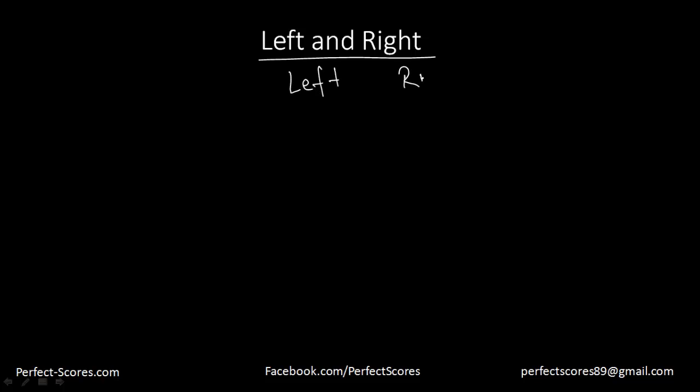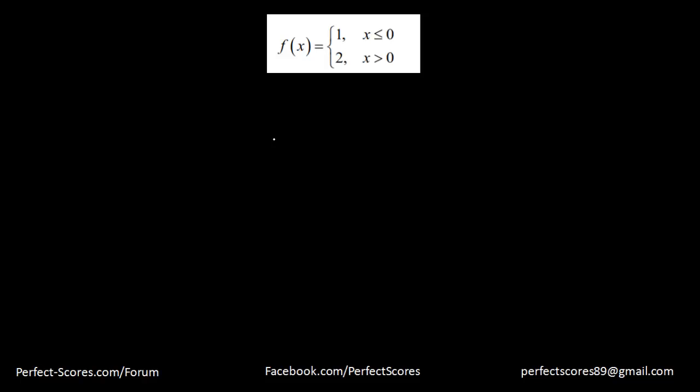Now let's move forward to the next one. You've got two types of limits: the left limit and the right limit. When I say left limit or right limit, what do I mean by that? Let's suppose I want to talk about this function here. The left limit is when the value of x approaches the required value from the left, and the right limit is when x approaches the required value from the right.